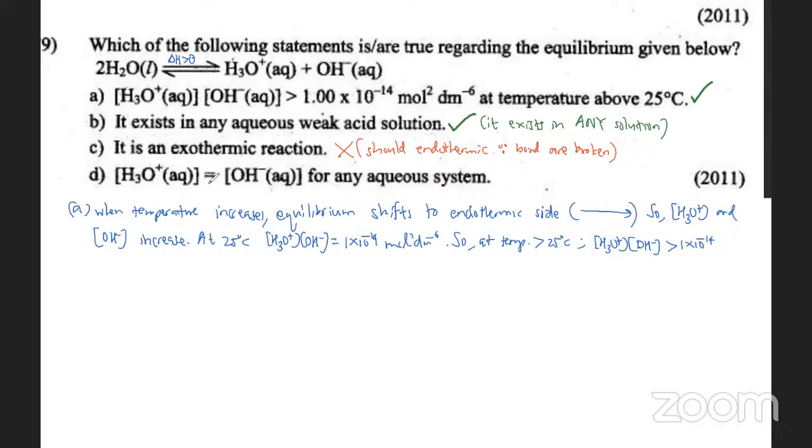H3O plus concentration is equal to OH minus concentration for any aqueous system. That is wrong. Why, people? Because for acids, H3O plus concentration is usually larger than OH minus concentration. Even in acids, there will be a little amount of OH minus concentration, remember. And for bases it should be the other way around. H3O plus concentration will be less than OH minus concentration.